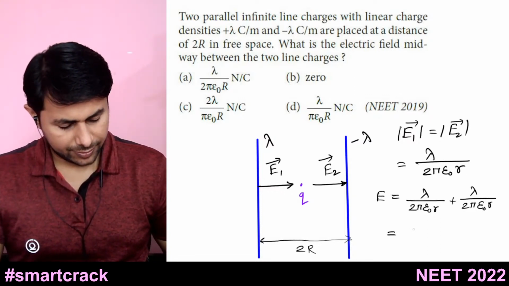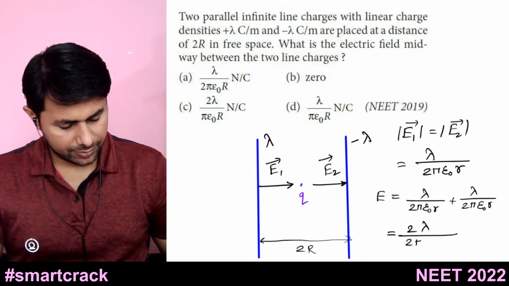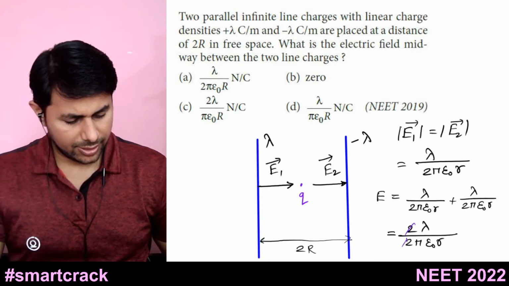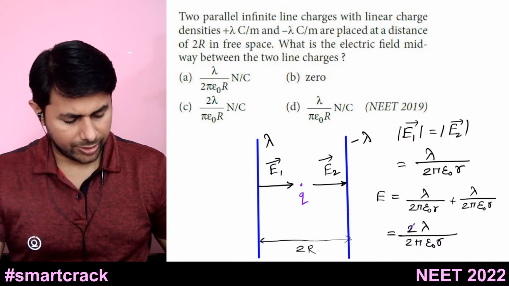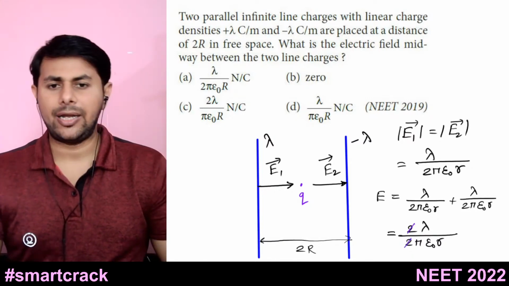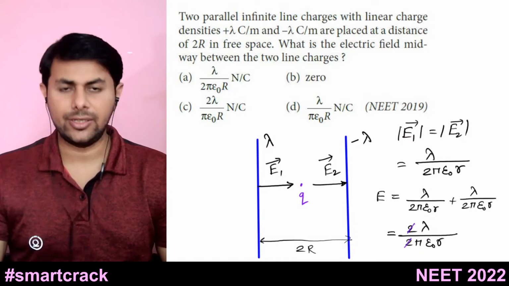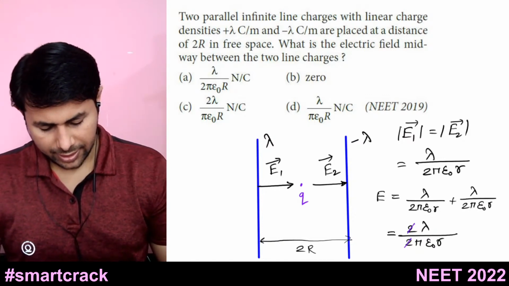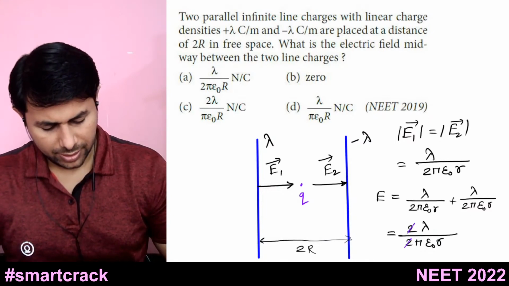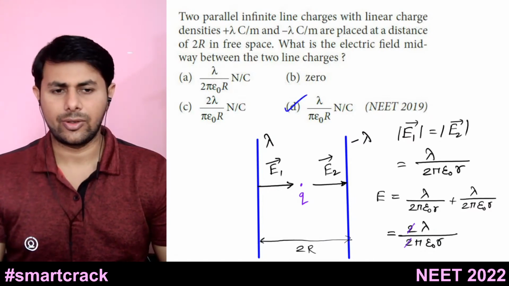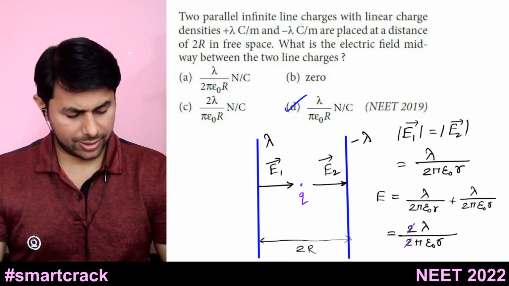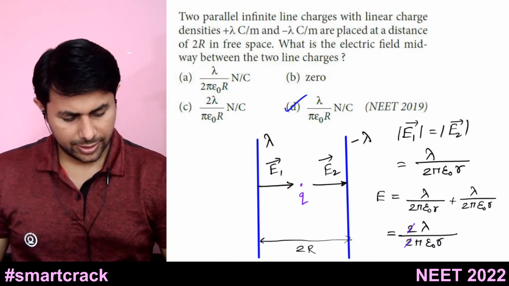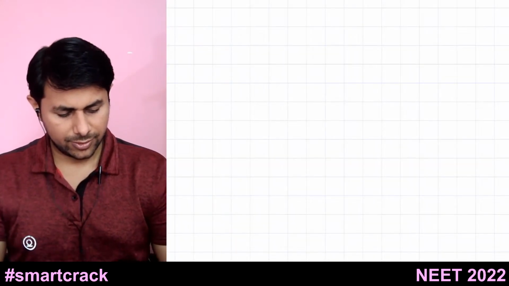So 2 gets cancelled out, and your electric field will be what? Lambda divided by pi epsilon naught r. So this is the answer. Lambda upon pi epsilon naught r is the answer. Which option? Option D. Okay, so this is simple. Yes. Let's move on to the next question.